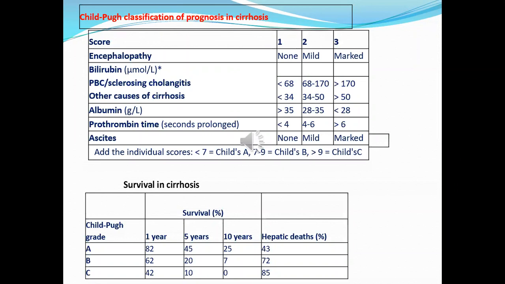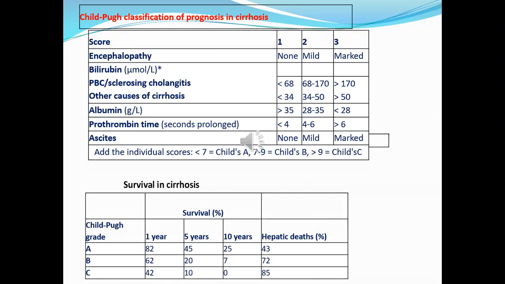Encephalopathy: either none, mild, or marked. If there is no encephalopathy, we give 1 score. Mild encephalopathy gets 2 score. Marked encephalopathy gets 3 score. The bilirubin level, if less than 68, gets 1 score. From 68 to 170, 2 score. More than 170, 3 score.